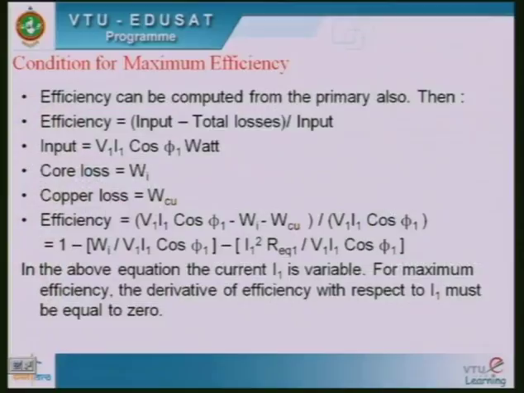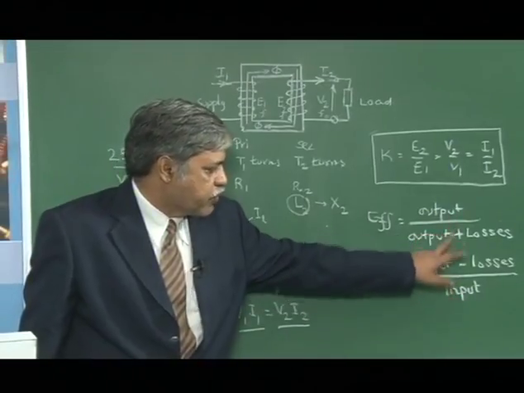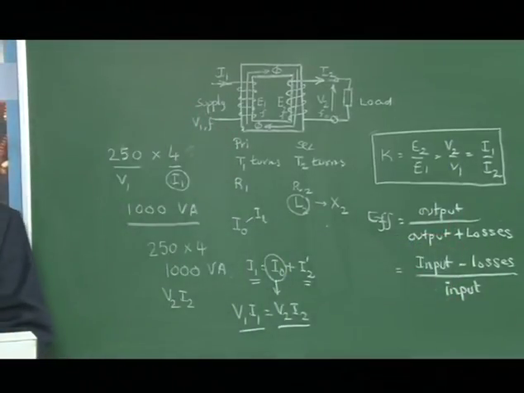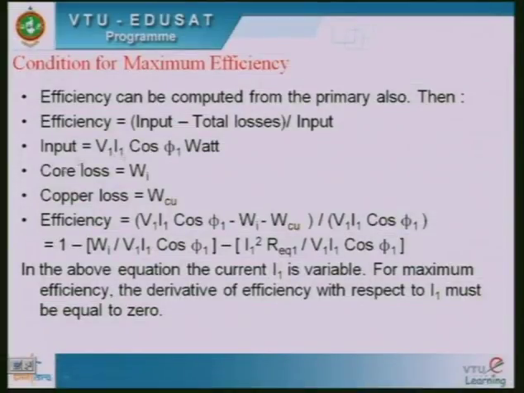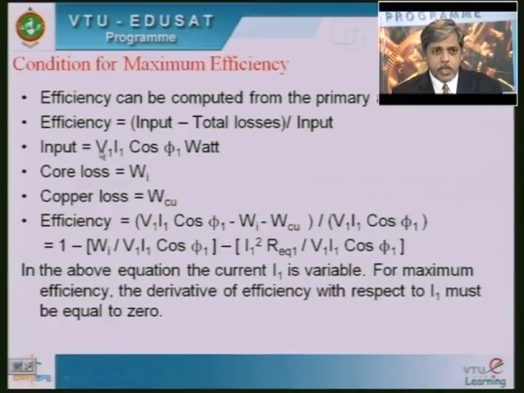In explaining the condition for maximum efficiency, I will be using the second equation in place of the first one. If you see the slide here, I mentioned efficiency as input minus total losses divided by input. As I am measuring the input, I should consider the primary voltage, primary current and the angle between the primary voltage and primary current. Remember, when you calculate the output, the efficiency and the input, I will be using only the RMS values. V1 is the RMS value of the voltage on the primary side, I1 is the RMS value of the current on the primary side.